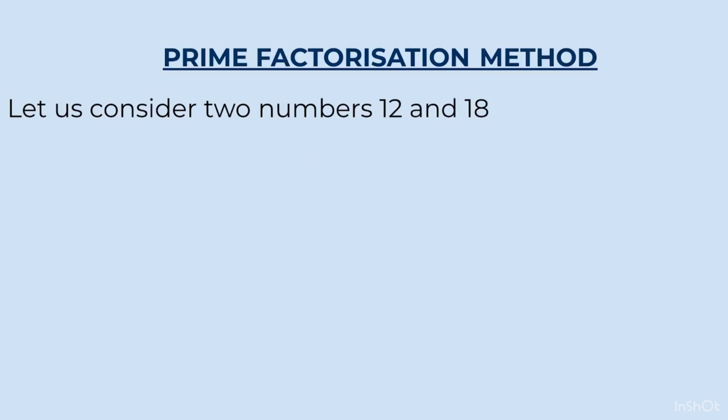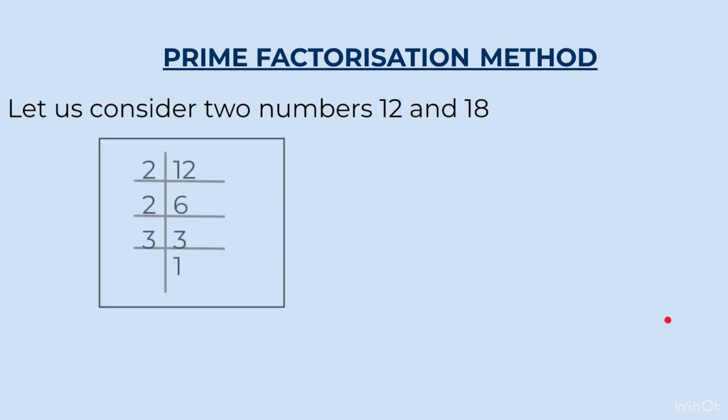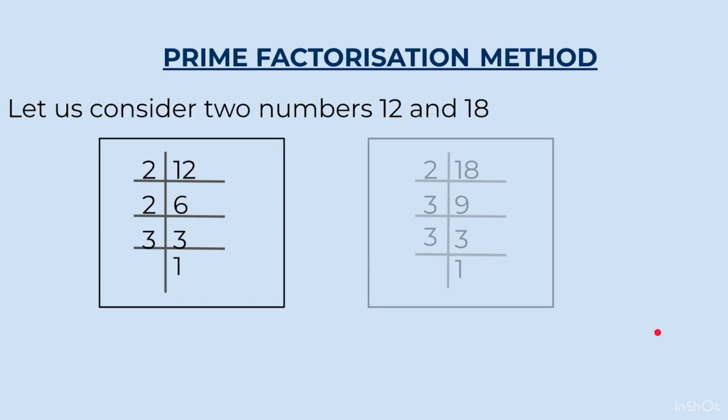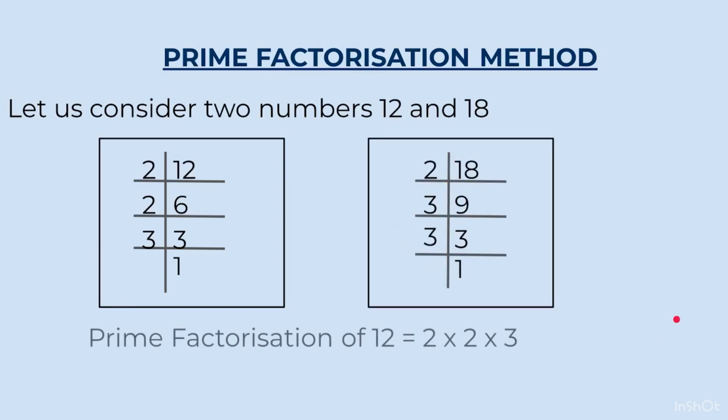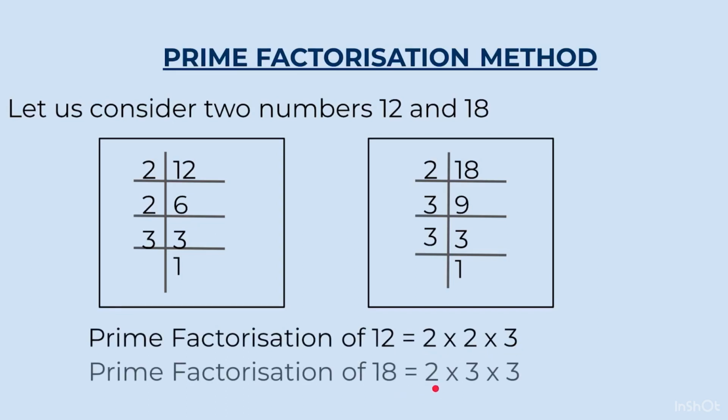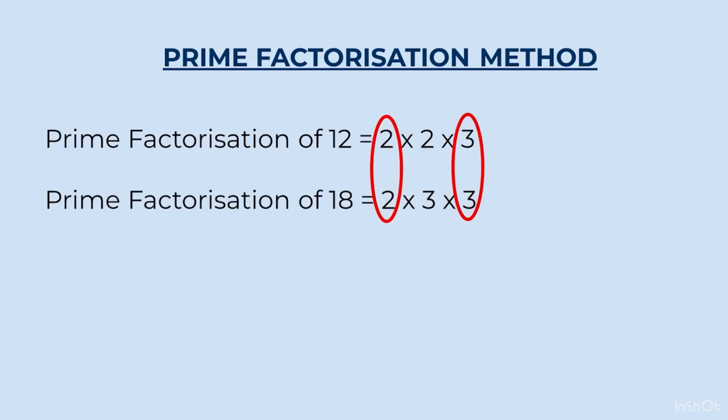Prime factorization method to find the least common multiple. Let us consider two numbers, 12 and 18. The prime factors of 12 are 2, 2 and 3, and prime factors of 18 are 2, 3, 3. So we will write 12 is equal to 2 into 2 into 3, and 18 is equal to 2 into 3 into 3. The common factors are 2 and 3. 2 appears in both 12 and 18. 3 also appears in 12 and 18.